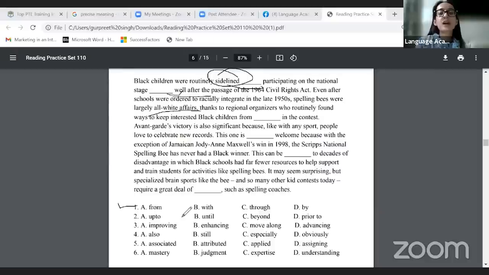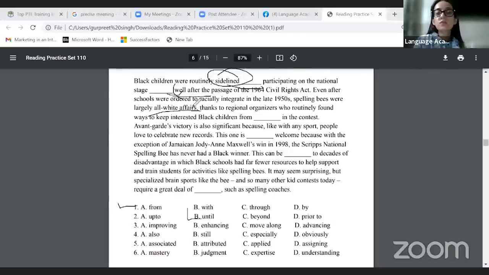Now, this answer was until, because until means till this time. And what is the time? Well after 1964. Well after means even a lot of years after the 1964 civil rights movement. Till that time, they were not allowed to participate. They were sidelined from. Sidelined from means not allowed, prevented. Till this time period.